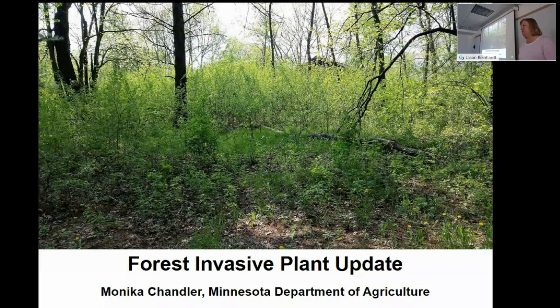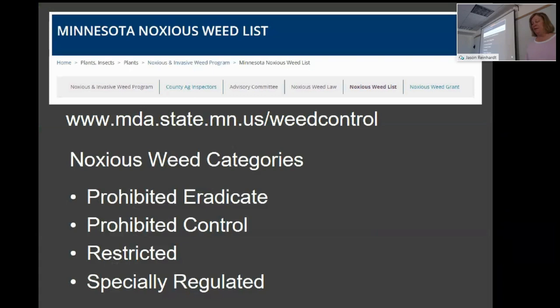Thank you very much for this opportunity to talk about updates with invasive plants in forests. I'm not going to focus a lot on identification or management, but more on what's new and different, and updates. So we're going to start with regulation.